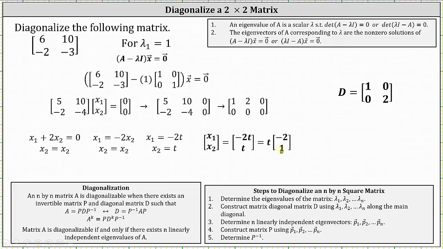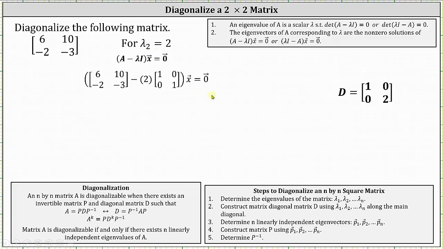So we can select any vector as the eigenvector corresponding to lambda sub 1. Let's just let t equal 1 and use the vector negative 2, 1, which will be the first column of matrix P. And now for the second column, we need to determine an eigenvector corresponding to lambda sub 2 equals 2. So we go through the same process again.